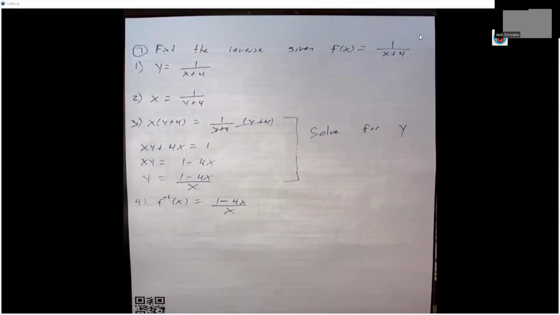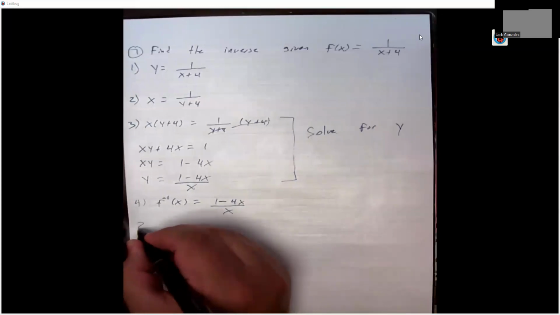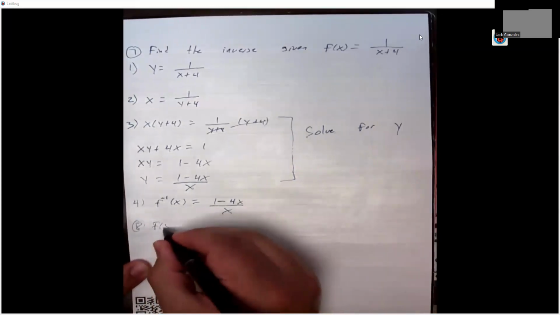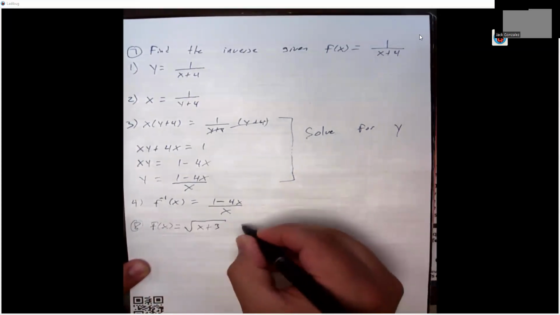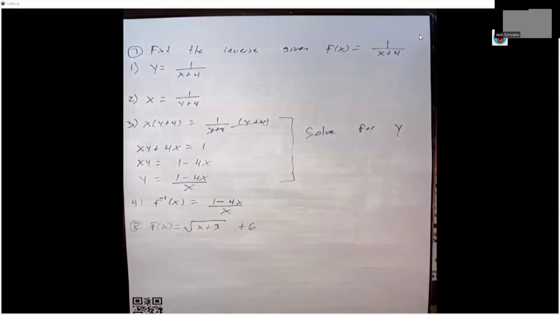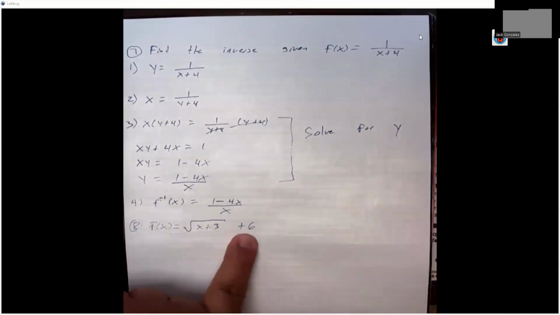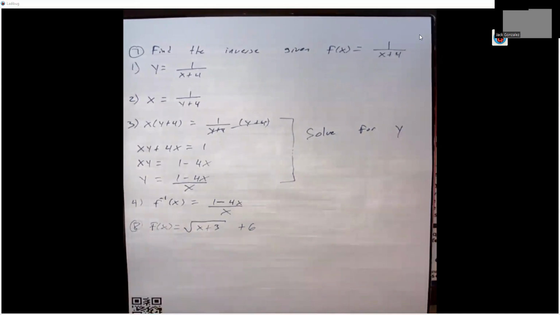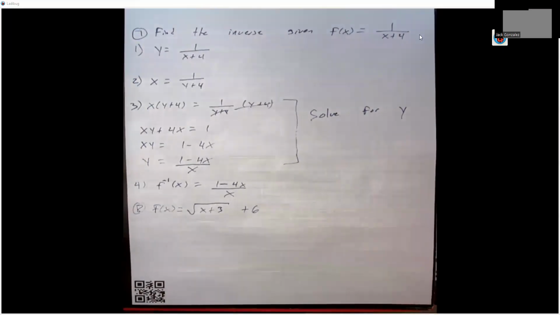Number 8 said, give me a square root function that is shifted to the left 3 and up 6. So the answer would have been this. I remember a lot of you gave me a quadratic for some reason. That's all you have to do, right? This does a horizontal shift. This does a vertical shift. Any other questions on this page?